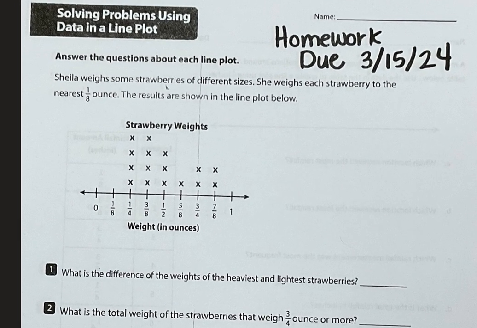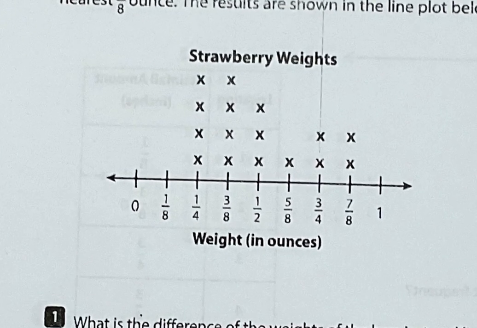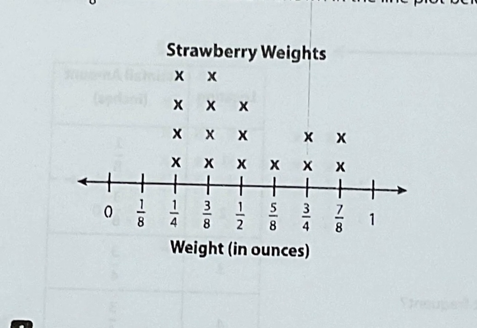Let's go ahead and look at the top part of the front side of your homework. It says Sheila weighs some strawberries of different sizes. She weighs each strawberry to the nearest 1/8 ounce. The results are shown in the line plot below. So if we look at the line plot for a minute, we're just going to take a second to read this line plot, right? Well, what are the boundaries of this line plot?